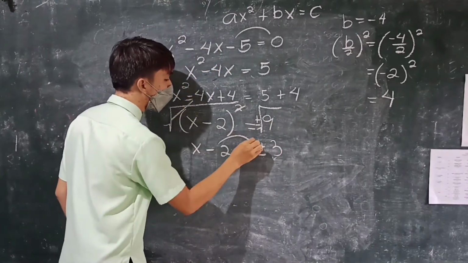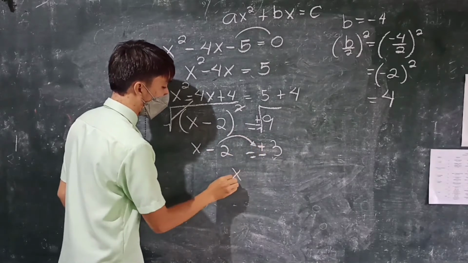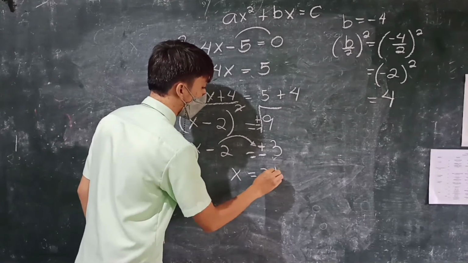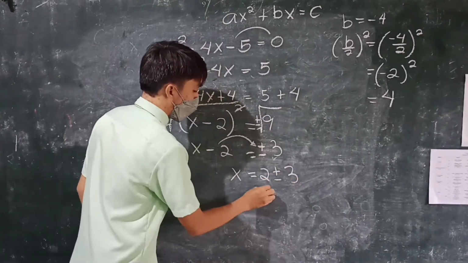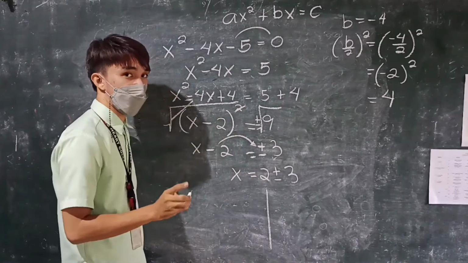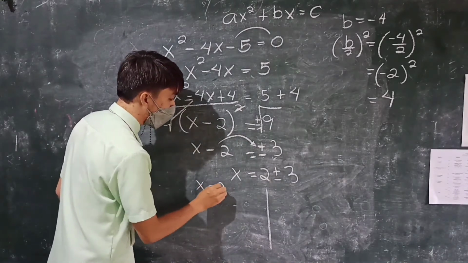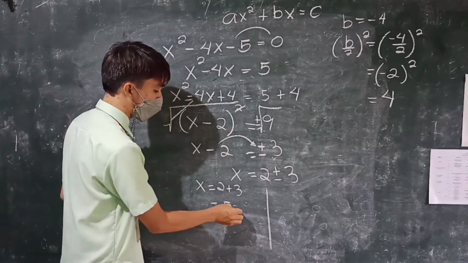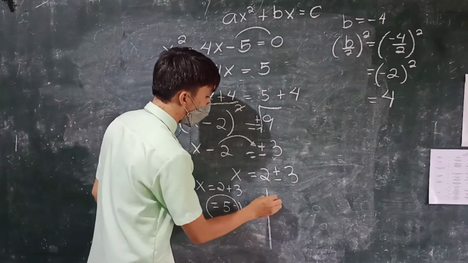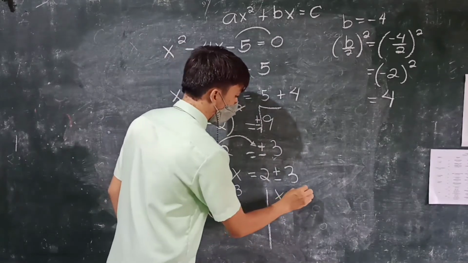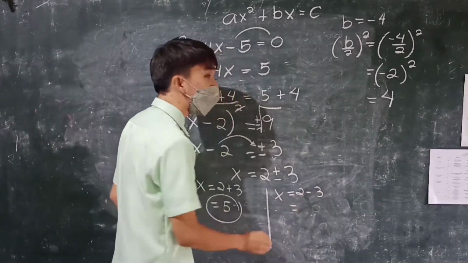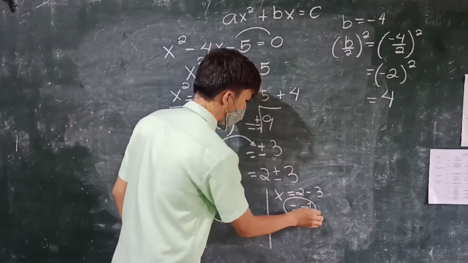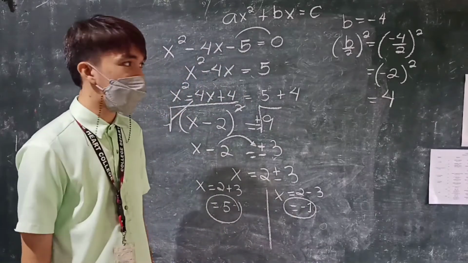Next, transpose negative 2 to the other side. So we have x equals positive 2 plus or minus 3. So the values of x are, x equals 2 plus 3, which is 5. So the first value of x is 5. Next we have x equals 2 minus 3. 2 minus 3 is equal to negative 1. So the other value of x is negative 1.